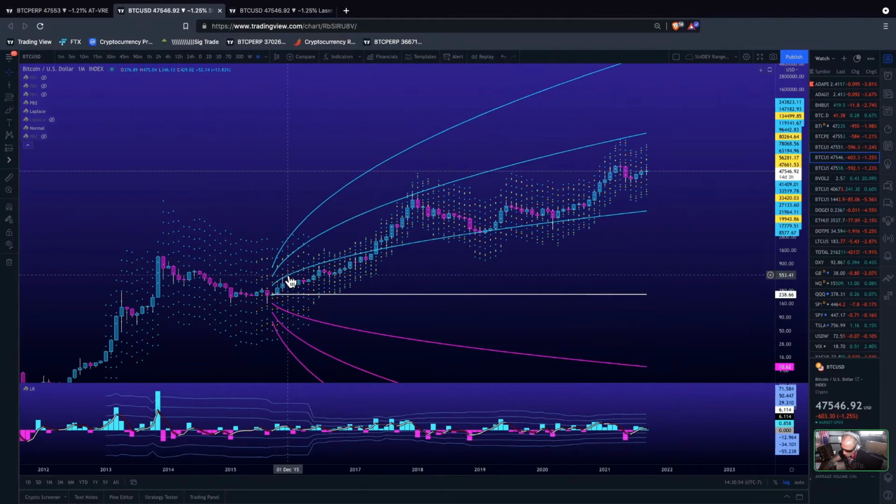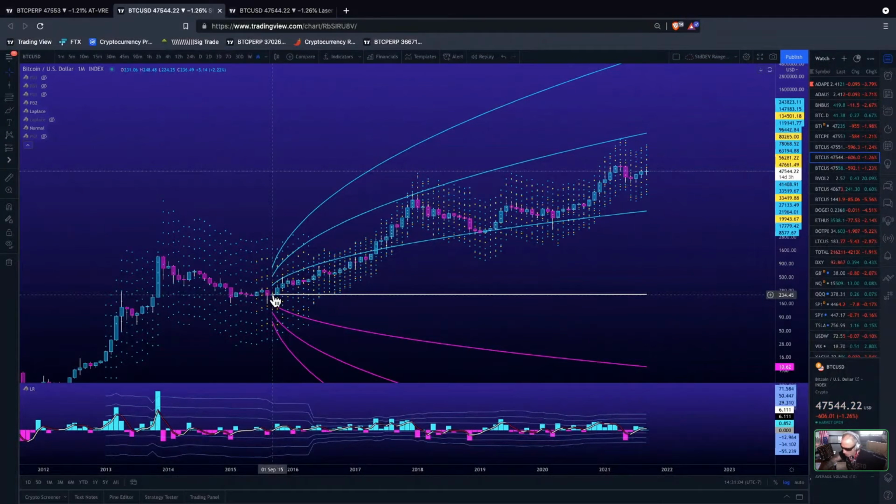We rejected off the first standard deviation right here. Boom, rejection, rejection. Then it finally broke up above. This is the run from $234 back in September of '15. And there was a little hype building right here. This is where I really realized that something was special about Bitcoin. But this was the run to 20K.